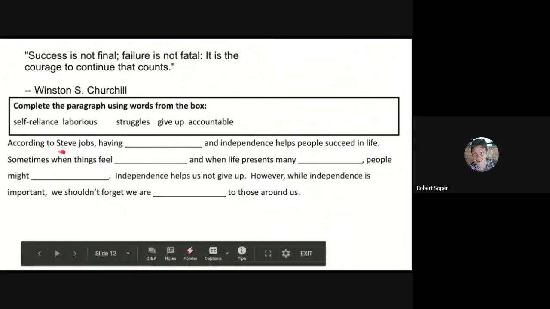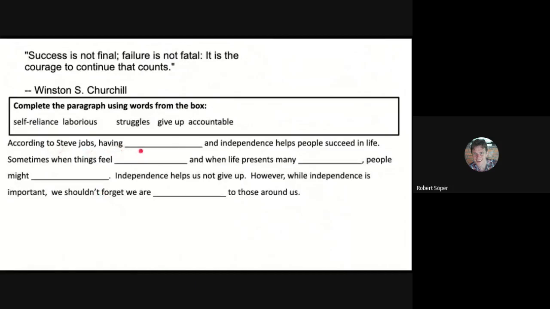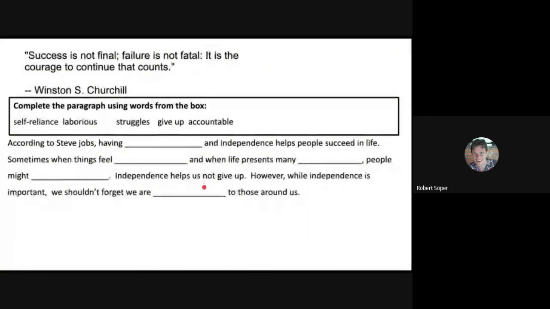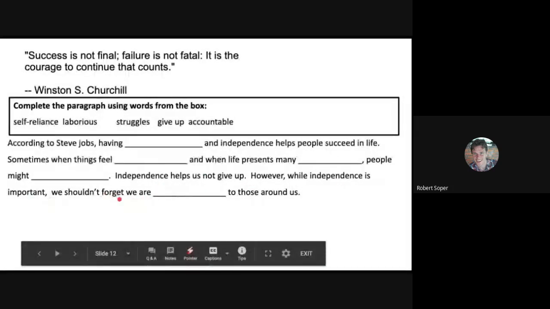So, according to Steve Jobs, having self-reliance and independence helps people succeed in life. Sometimes, when things feel laborious and when life presents many struggles, people might give up. Independence helps us not give up. However, while independence is important, we shouldn't forget we are accountable to those around us.